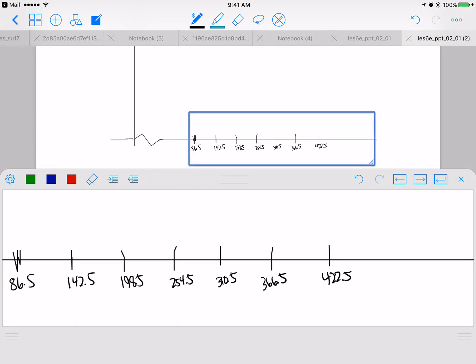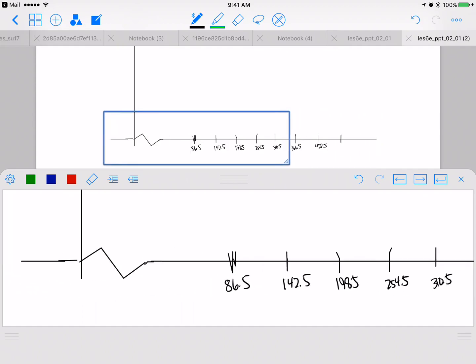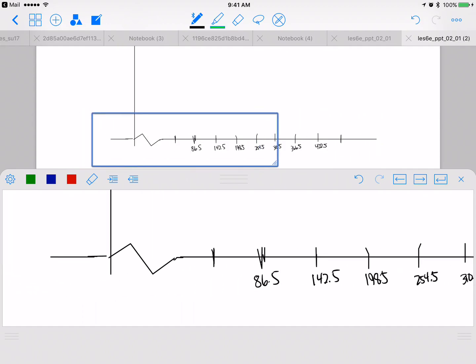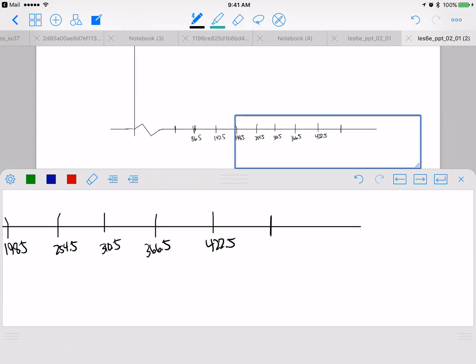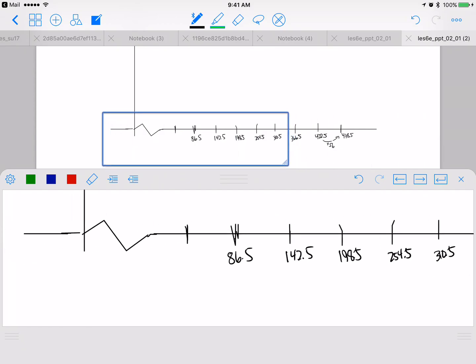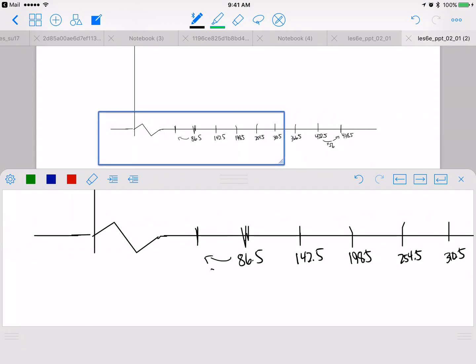Now I'm going to add one more to the left and the right endpoints. To get this last value here, I'm going to add 56. What is 422.5 plus 56? That should be 478.5. And now if I subtract 56, what is 86.5 minus 56? That should be 30.5.